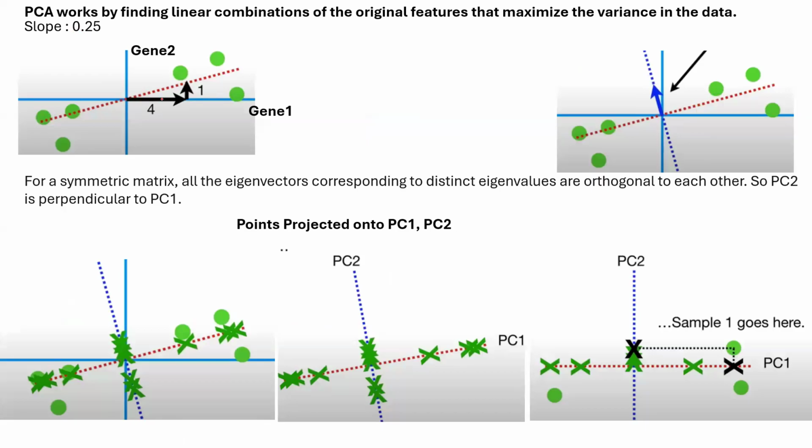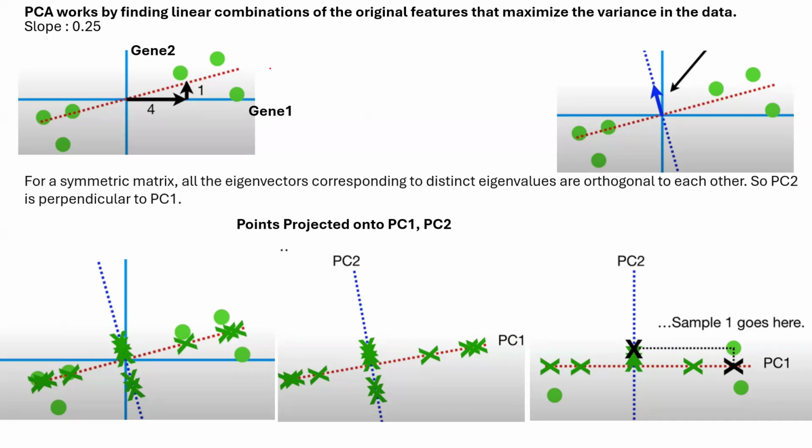Let's suppose the slope of this line is 0.25, so that means it extends four parts this way and one part this way. So that becomes the slope of this line, right? So I can represent this as 4 into gene 1 plus gene 2. The principal component PC1 can be represented as 4 into gene 1 plus gene 2. That we already discussed, and you're clear with that, right? And now the next point is, just take this for granted for now, and then I'll also show you the proof for that.